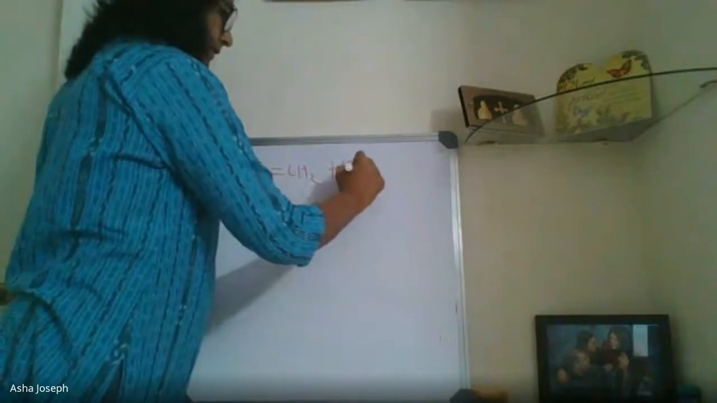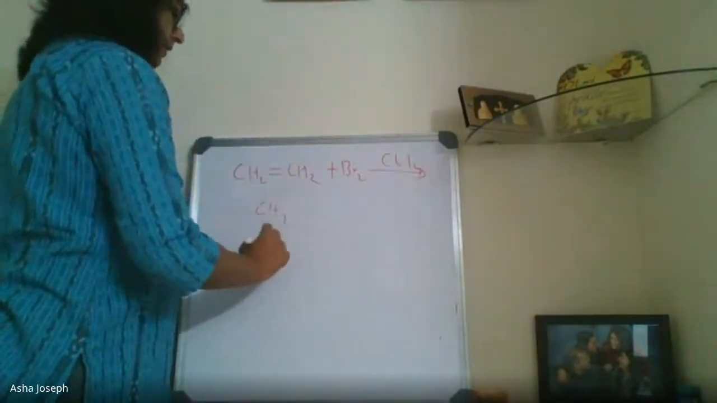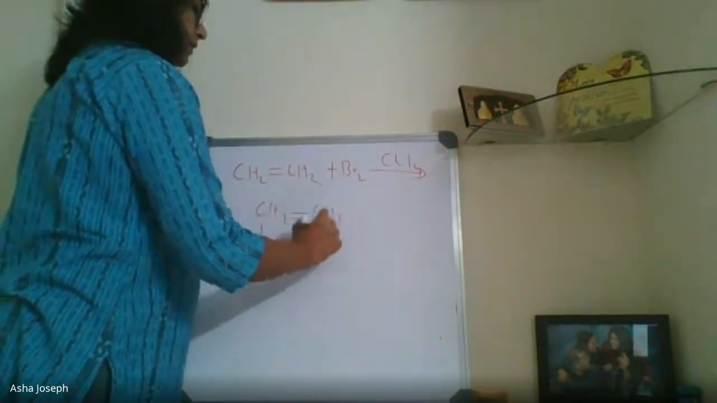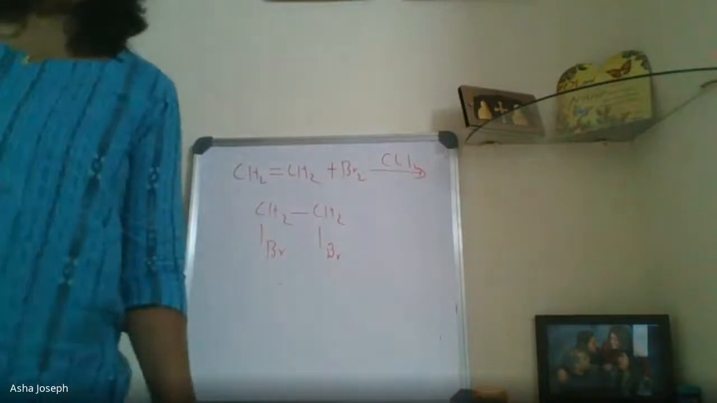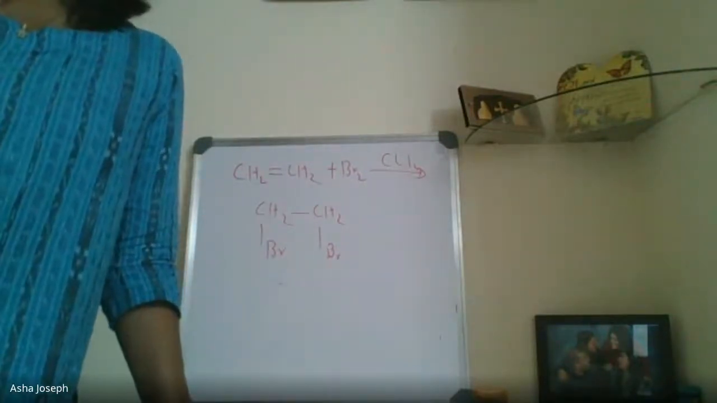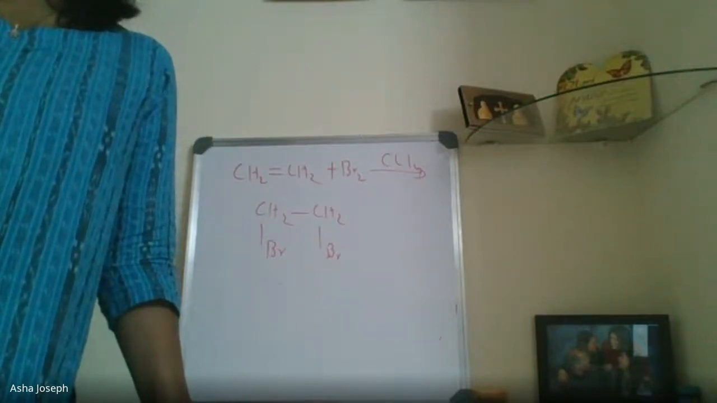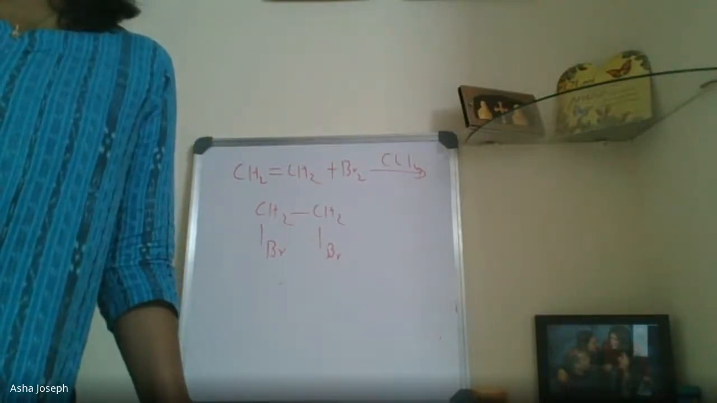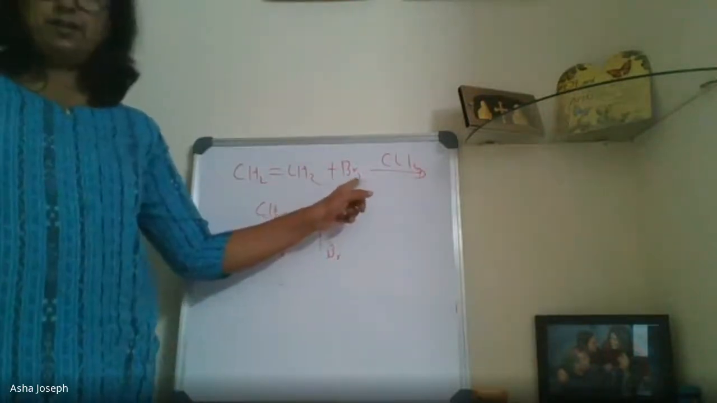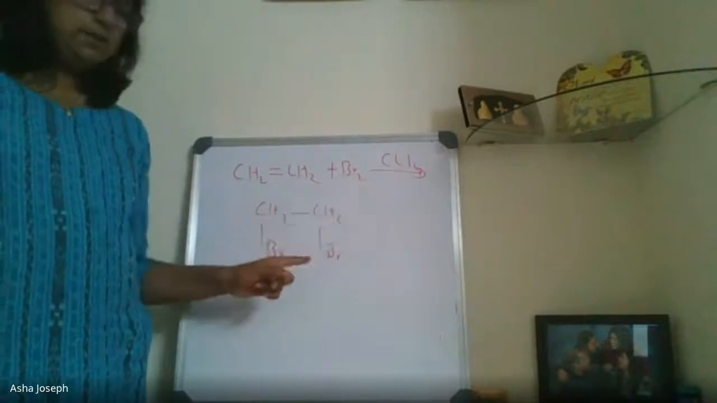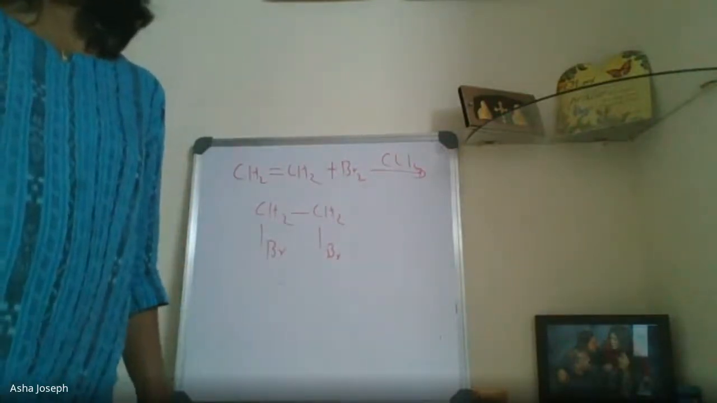So that is the next reaction: bromine in carbon tetrachloride. You will get dibromoethane. So you get a dihalide when you treat it with bromine in carbon tetrachloride. That is why we say the bromine water test is a test for unsaturation. Bromine water is reddish yellow in color, and that color is discharged due to the formation of this compound.